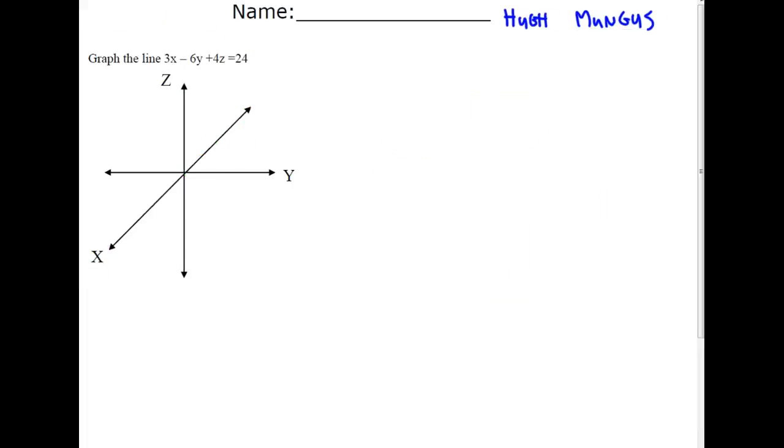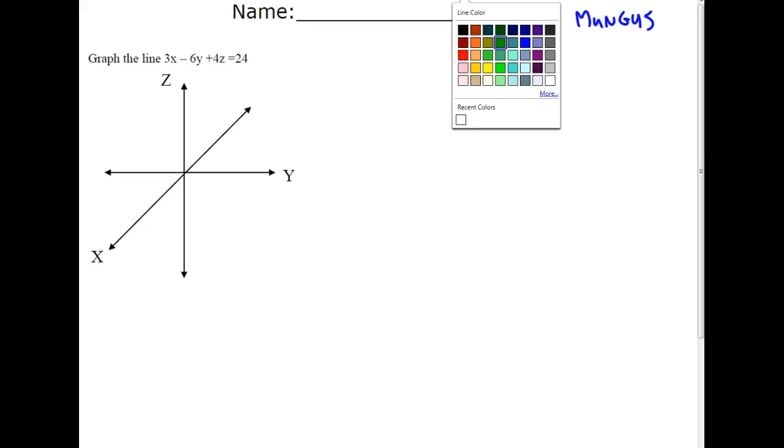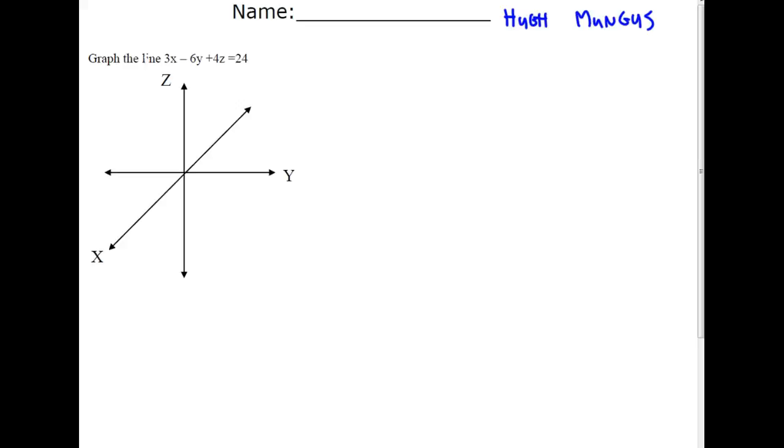Okay, the next one we're going to ask you to, and I say graph a line, it's actually not a line. So the cool thing about this is you can just erase stuff when you screw up. You just color over it in white. So graph the 3x minus 6y plus 4z equals 24. Okay, we're going to go and talk about intercepts again.